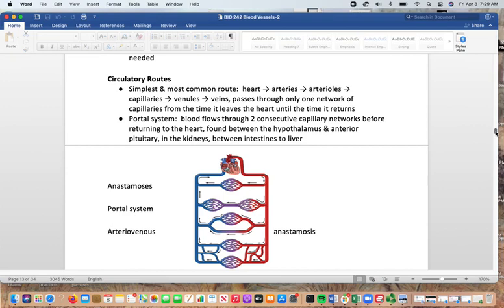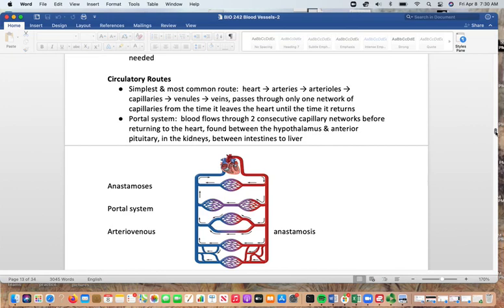Occasionally we will use portal systems where it will go through 2 consecutive capillary networks. So it's going to stop at one place and have some exchange, and then it will go to another place and have some exchange. This is specifically because we want to take materials or substances from the first location and deliver them to the second location. Most of the time, you don't want the location getting secondhand blood. But here, it's important that it gets the stuff from the second stop because you're delivering components from that first location. So the portal system is how we're going to do that.